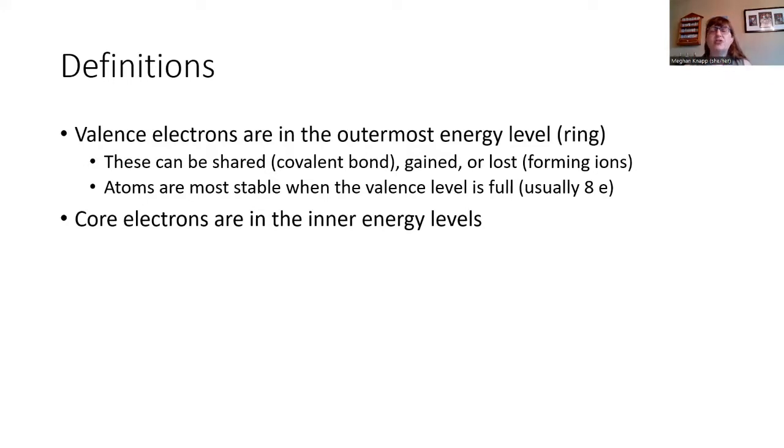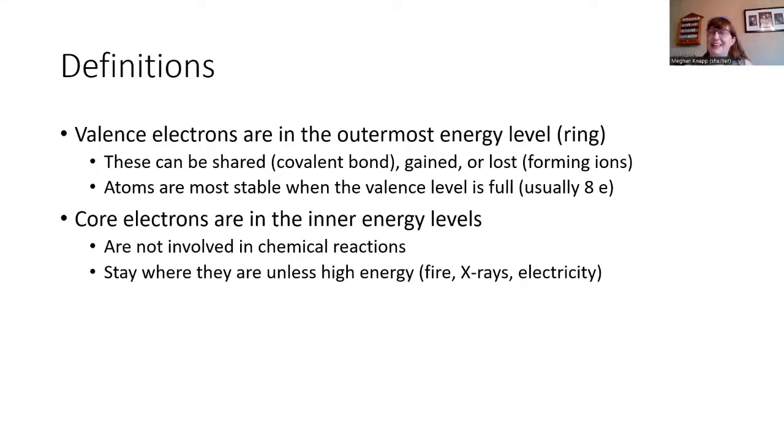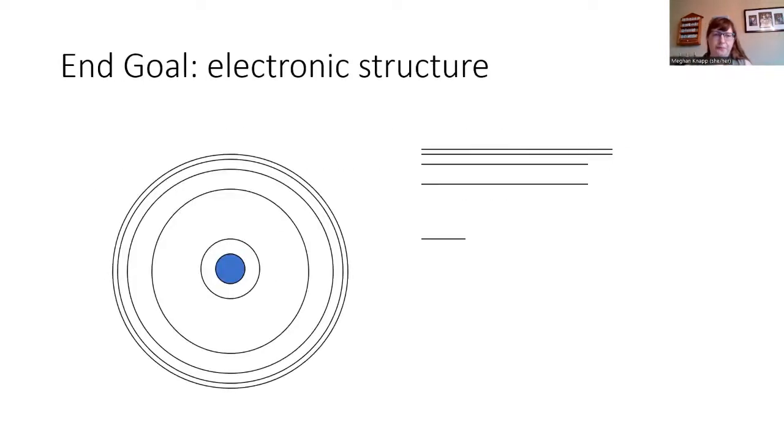The rest of the electrons are core electrons. They're the inside energy levels. They don't do much. They're not involved in chemical reactions, and they stay where they are unless very high energy affects the atom. So if I have a fire or if I have X-rays hitting an atom, then I might move some of those core electrons out. Otherwise, in normal chemical reactions, they stay where they are.